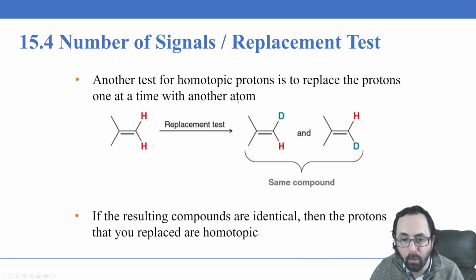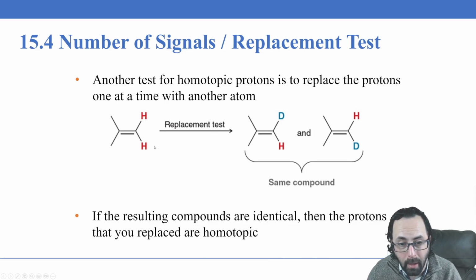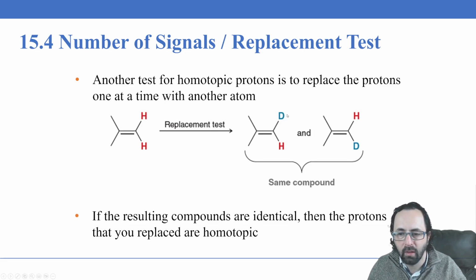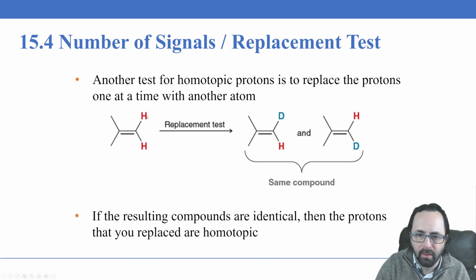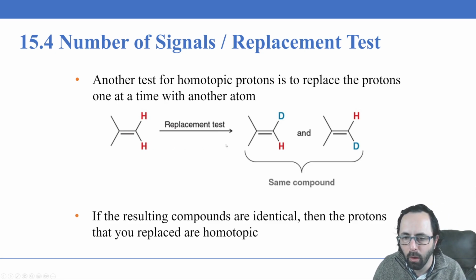Another way that you can test for homotopic protons is to replace the protons one at a time with another atom and see, is this the same compound or not? So if we replace the protons with, for example, deuterium, which is represented by a D here, or with anything really, we can simply say, well, if we rotate this, we get the same molecule.